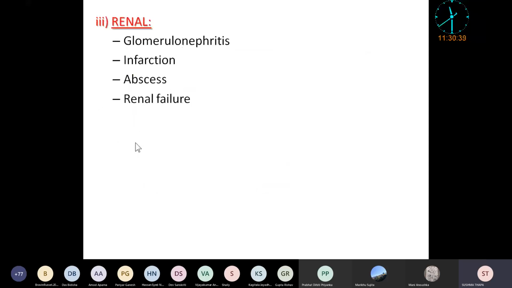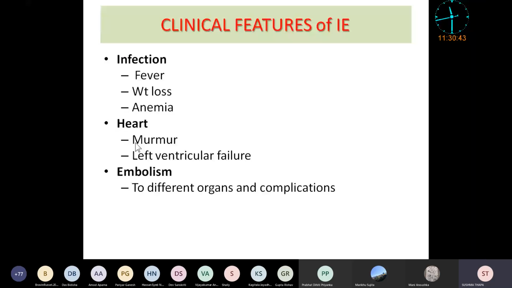Now coming to the clinical features. Once the patient has infective endocarditis, there is inflammation, there is vegetation, a lesion is there, and it contains the virulent organism. Okay, so infective endocarditis means there is vegetation, there is inflammation, and the heart is involved. So because of the infection, clinically the patient will present with fever. Systemic presentation will be there with the presence of fever, and there will be weight loss. Okay, and there may be anemia.